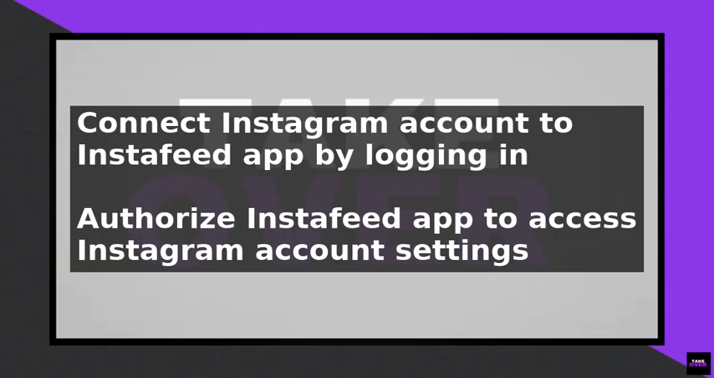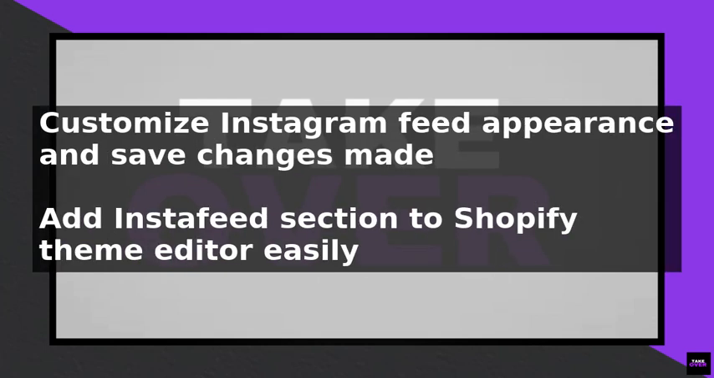Now, go to the Shopify theme editor and click on the Add Section button. Search for Instafeed and click on the Instafeed section. Then click on the Add button. The Instafeed section will be added to your theme, and you can adjust its position by dragging and dropping it. Finally, click on the Save button to save the changes to your theme.